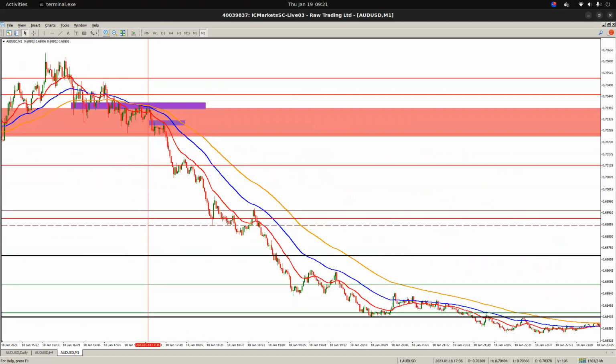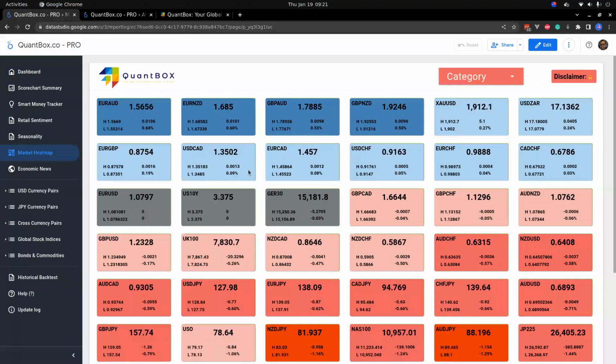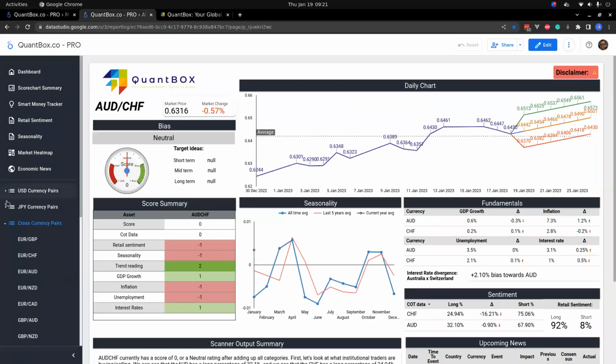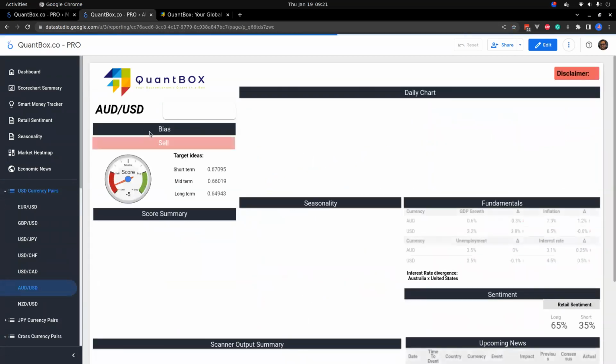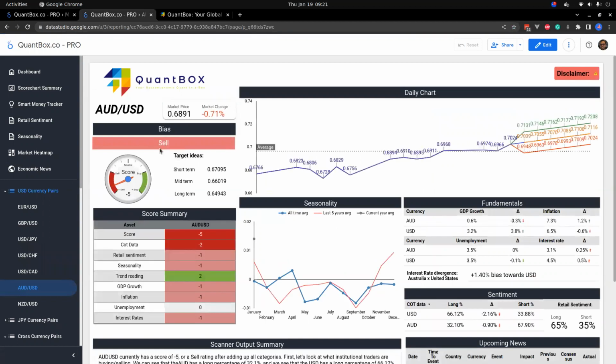What would have helped you get there? The market heat map. You would have seen that Aussie dollar USD was up, bullish. You would have gone to your QuantBox. You would have seen that Aussie dollar USD on your total, your bias is a sell. You would have waited for that sell. You would have verified it technically and you would have been in that trade, okay?